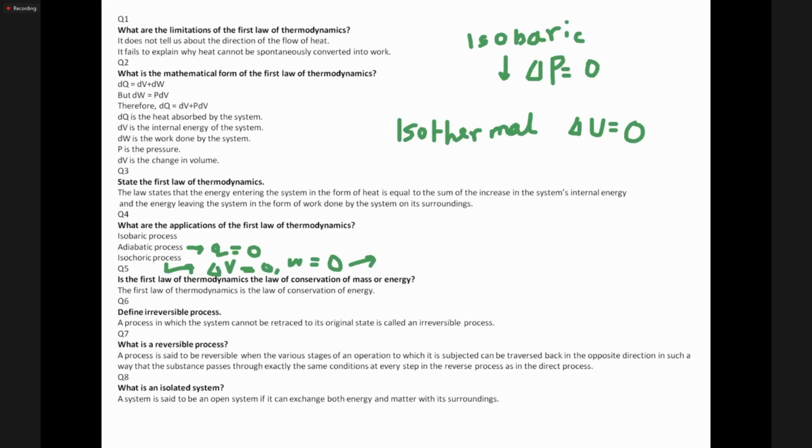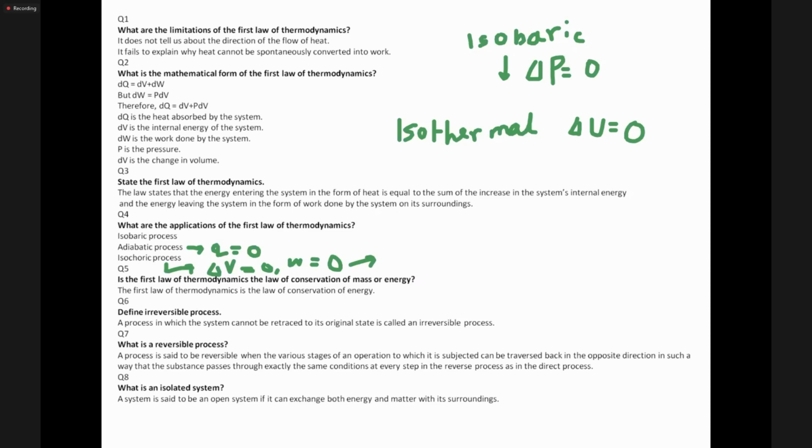We'll come to the next question. Is the first law of thermodynamics the law of conservation of mass or energy? The first law of thermodynamics is the law of conservation of energy, not the law of conservation of mass. Define an irreversible process.